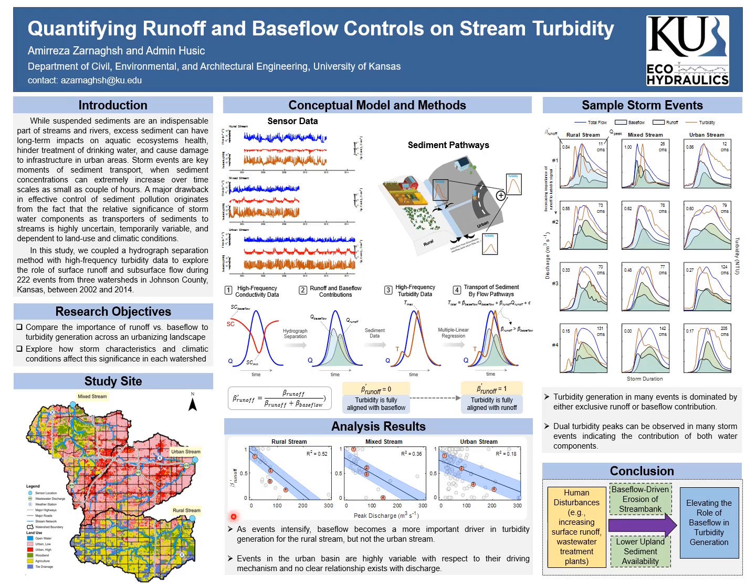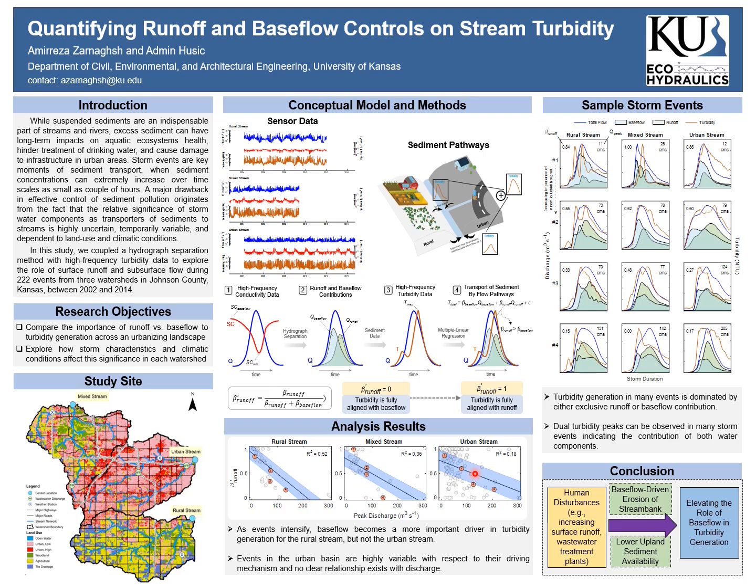Here the x-axis represents the peak flow during the storm event, and on the y-axis we have beta prime runoff. It can be observed that in the rural stream, beta prime is large for the storms with low intensity, indicating turbidity generation is more aligned with surface runoff for these types of events. However, as events intensify, we can see that base flow becomes more important in turbidity generation.